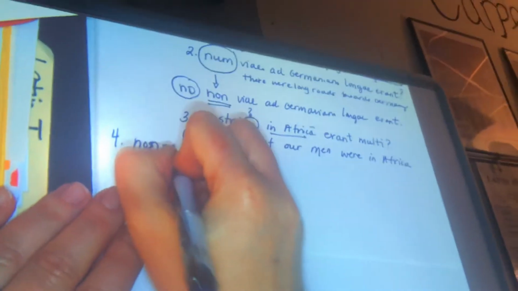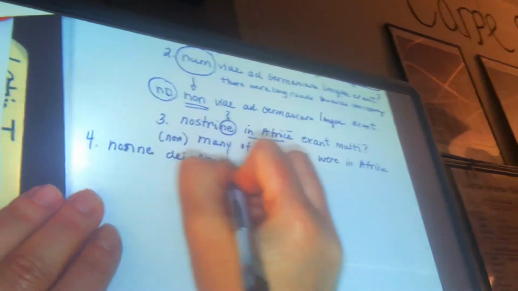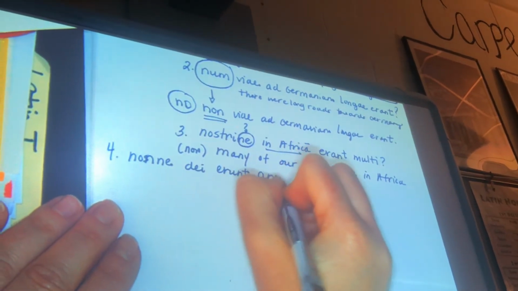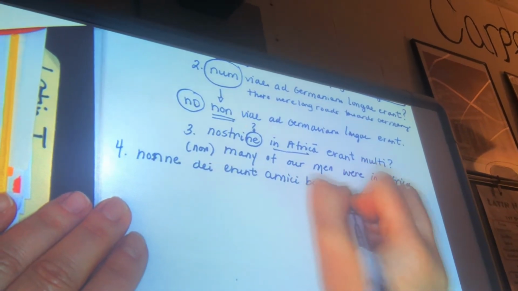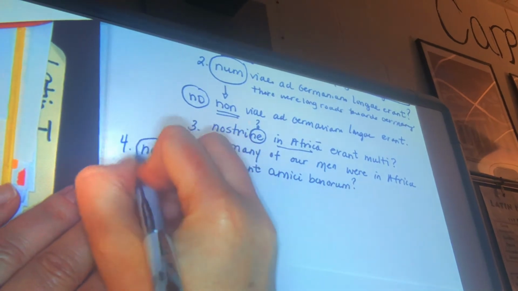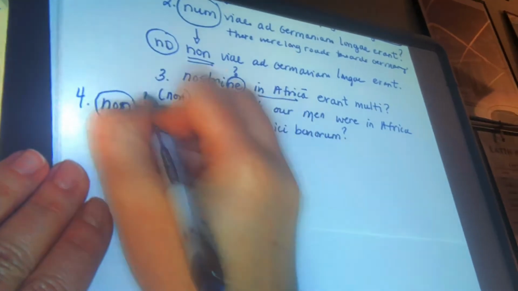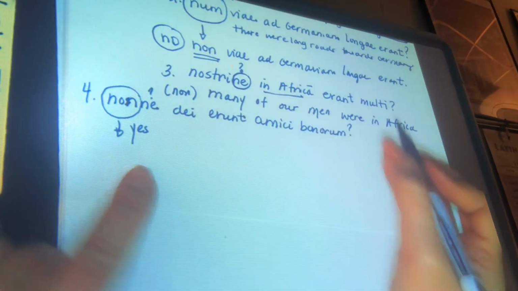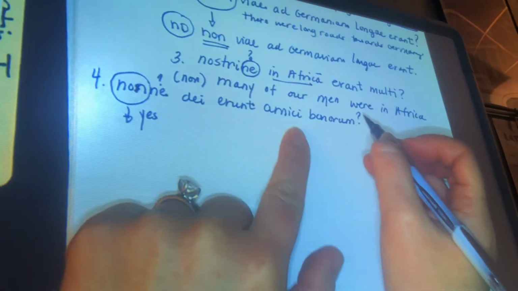So 4 is nonne dei erant amici bonorum. Okay, the nonne in the question tells us that we need to have a yes answer. The NE is just the question itself. Okay. So the gods will be friends.